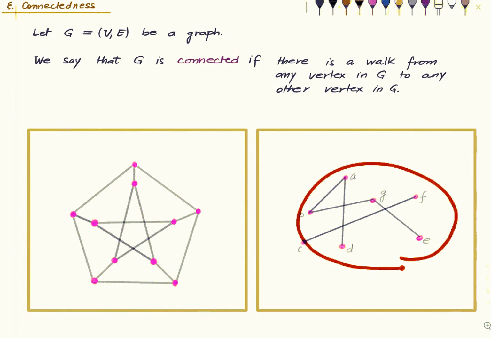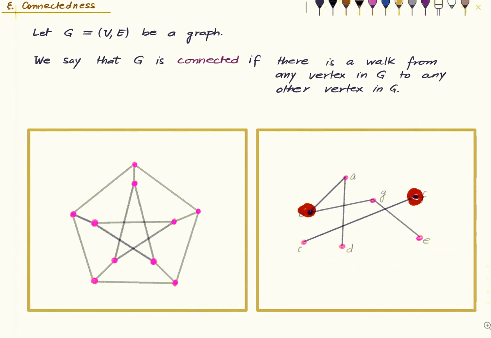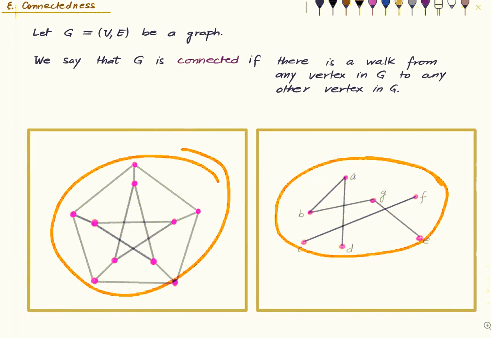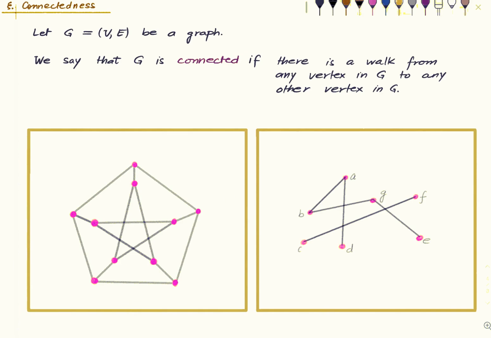While this is not a connected graph, because if you pick this vertex and that vertex, there is no way to go from B to F using a walk. You're always trapped inside this region, no matter what you do. And these two vertices you can never touch if you start at B. So this is not a connected graph, while this was a connected graph.